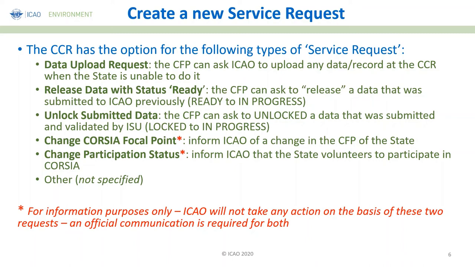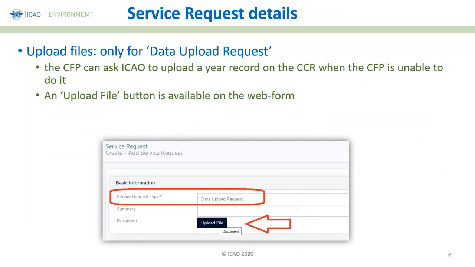use a service request to ask ICAO to upload this data at the CCR, because you cannot do it. This is only to address the situation when there is a technical difficulty from the CORSIA focal point, so that you cannot create the year record. What you will see is something like this. You have to submit the data itself, because it's not just the year record itself, but you want the CORSIA ICAO super user to import the data for you. So you have the option to upload the data or attach the file that you want to import.